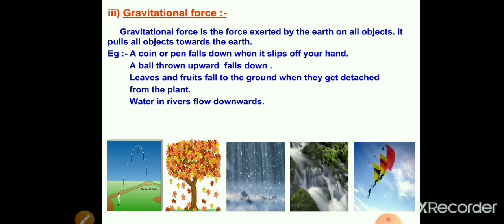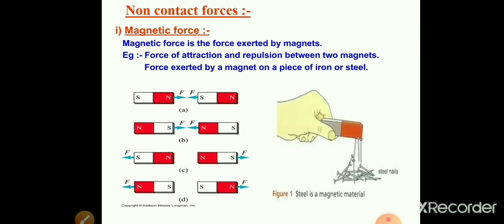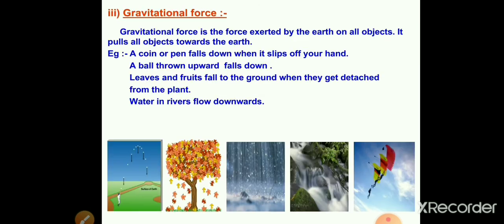So this force which is acting at a distance is called gravitational force, which is a non-contact force. Which are the three non-contact forces we studied? We have studied magnetic force, electrostatic force and gravitational force. These are the three non-contact forces. And which are the contact forces we studied? Muscular force and frictional force are the contact forces. Hope you have understood what is contact force and what is non-contact force, right?